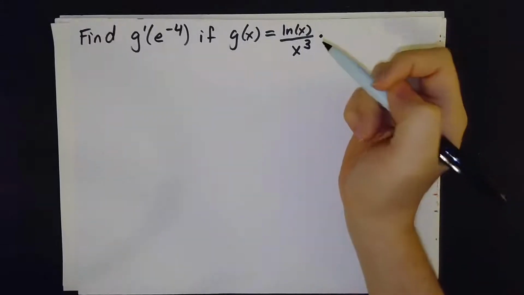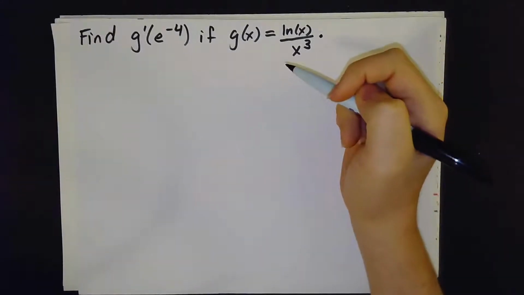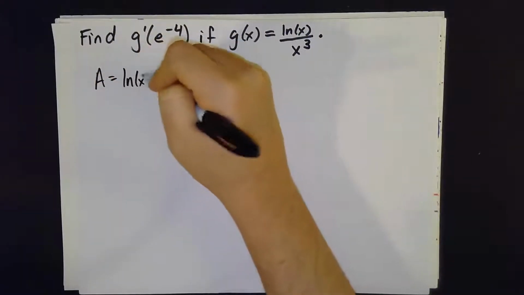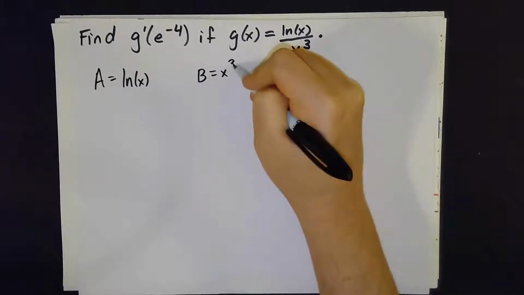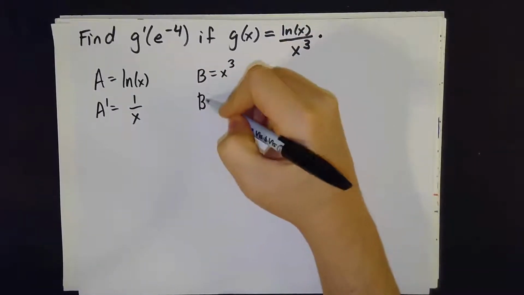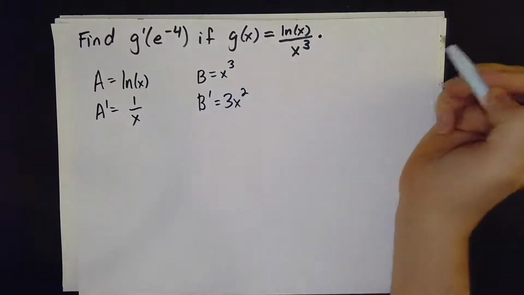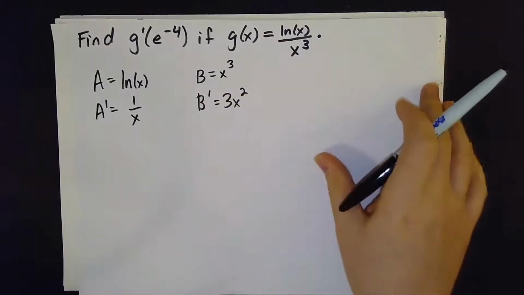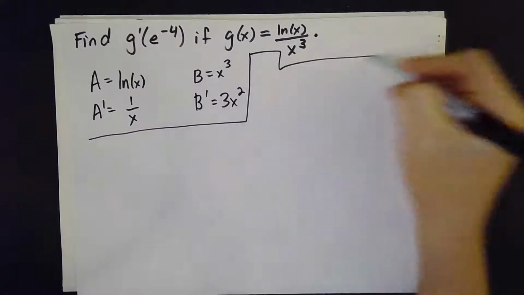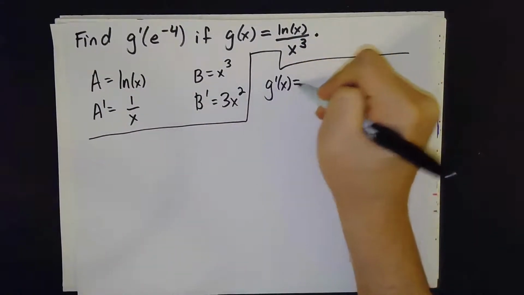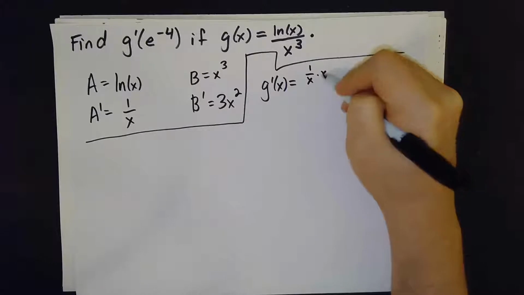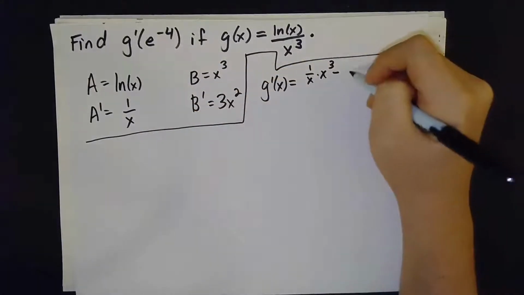So let's do this as a quotient rule question. This is one you could do as a product rule question, but we can always use more practice with the quotient rule. So here is our A, and B prime. So we can put that together to get our G prime of X, A prime B minus AB prime.